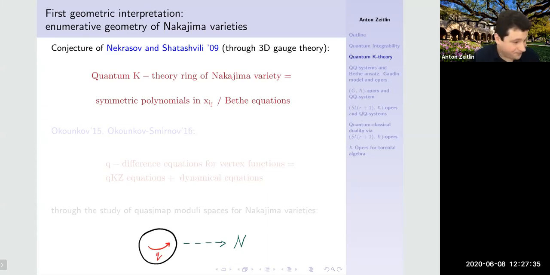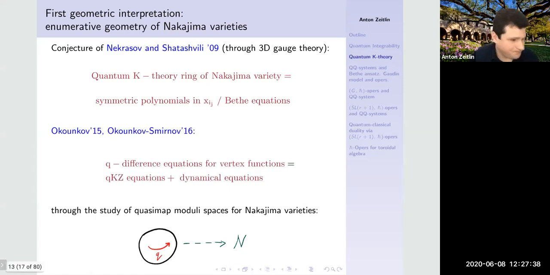So how does it appear? It comes from how to interpret it mathematically. In the papers of Okounkov and Okounkov and Smirnov, it was discovered that there are q-difference equations, namely QKZ equations and extra equations, dynamical equations, which I decided not to talk about. They appear through the study of quasimap moduli spaces to Nakajima varieties. So these parameters which we met before, parameter q in the equation and also evaluation parameters, appear in these cases as equivariant parameters.